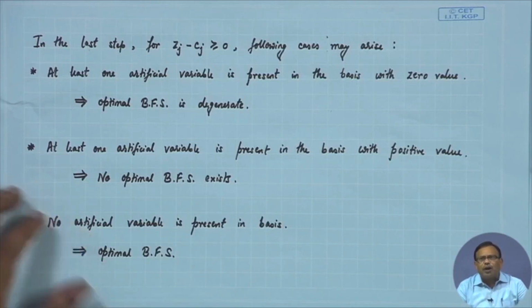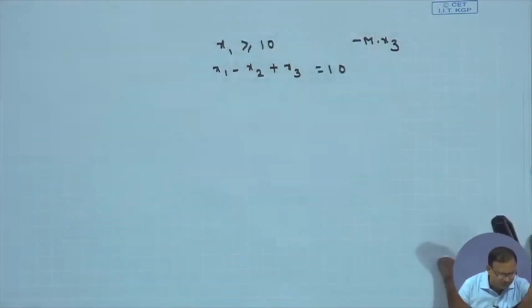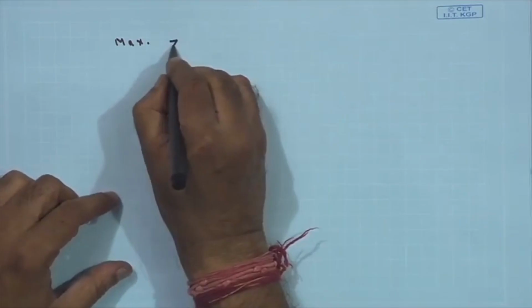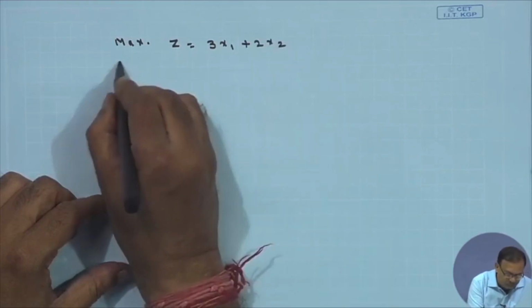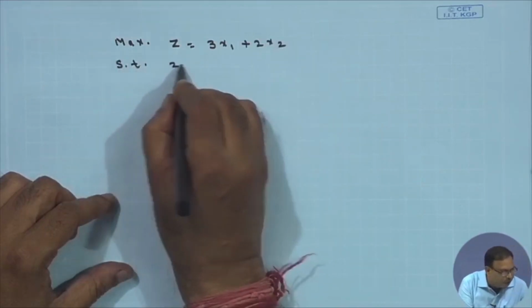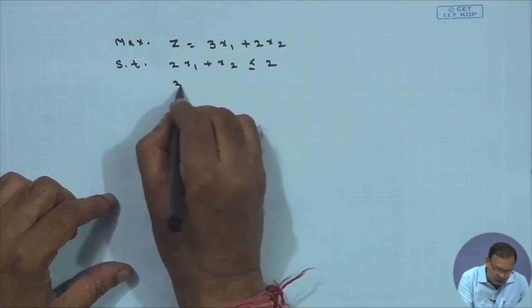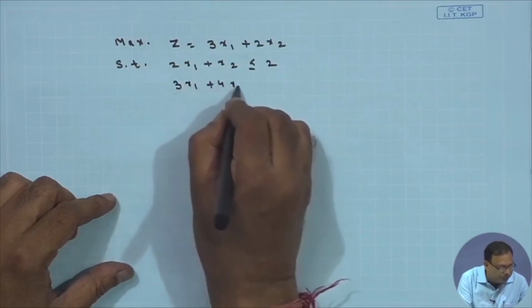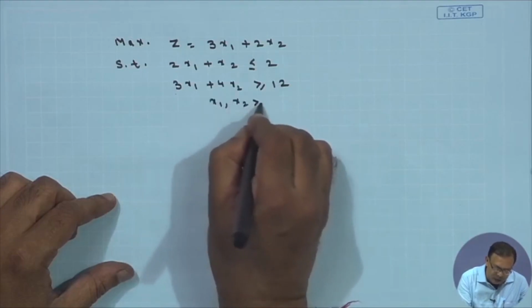So, now let us see how we can solve the problems. Let us take one problem over here. Maximize z equals 3x1 plus 2x2 subject to 2x1 plus x2 less than or equal to, and 3x1 plus 4x2 greater than or equal to 12, and x1, x2 greater than or equal to 0.